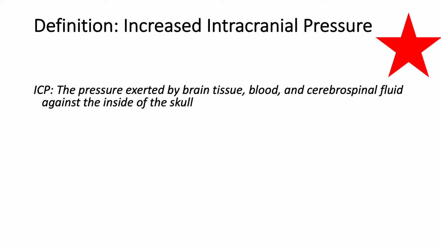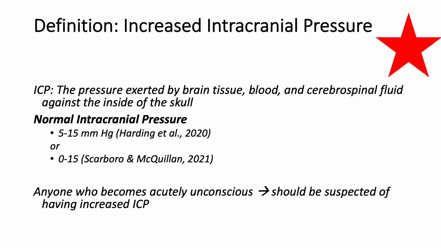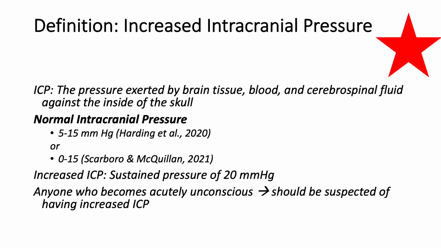And I say this because there are different schools of thought on what a normal ICP is. So for example, your textbook says a normal ICP is 5 to 15 millimeters mercury. And a recent publication by the AACN summarizing the literature on intracranial regulation refers to normal ICP as 0 to 15. Either way, we would not be worried about a patient who has an ICP of 2, for example. That's not too low and doesn't require an intervention. What we do worry about is when it starts to go over 15.